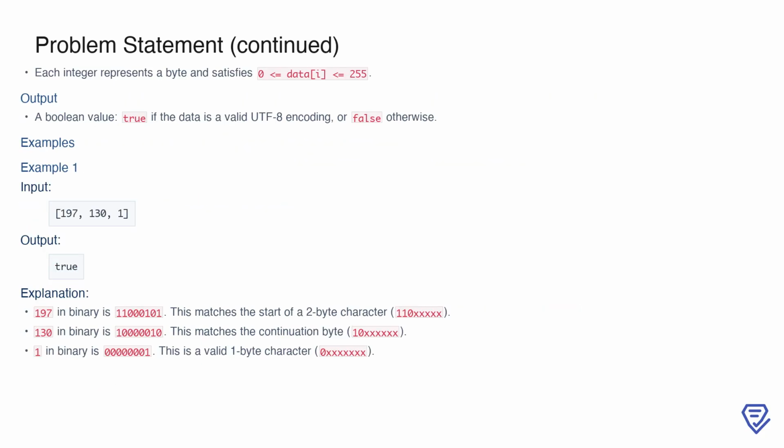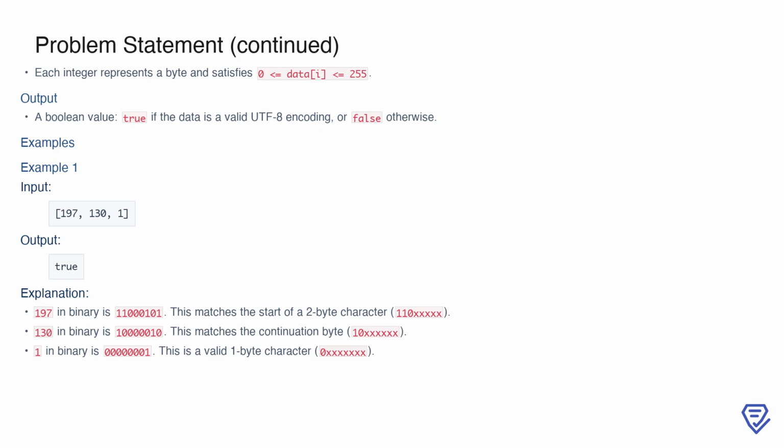The input to the problem is an array data, where each element is an integer between 0 and 255, inclusive. Each integer represents 1 byte of the transmitted data. The output is a Boolean value, true if the data array represents a valid UTF-8 encoding, and false otherwise.